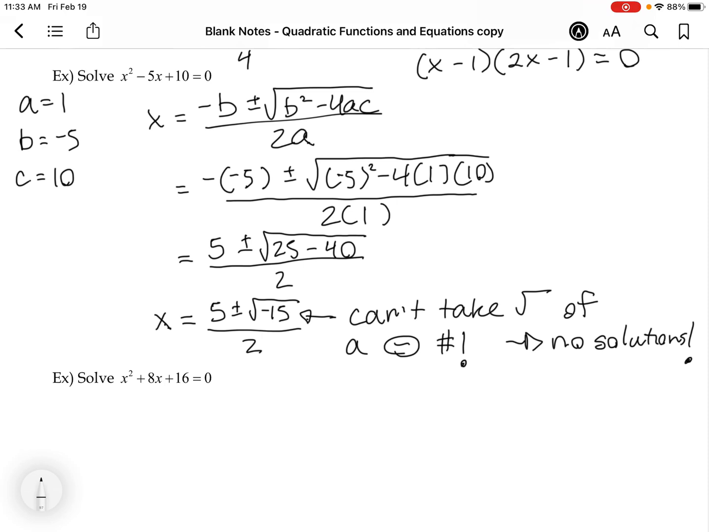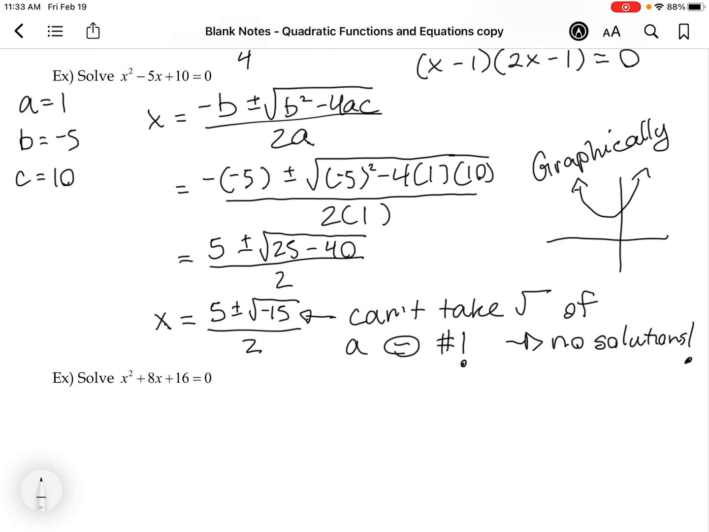Okay, so graphically, we saw what that looks like, right? Graphically, it's not going to have any x-intercepts, so it's probably going to look something like that. Okay, it's not going to have any x-intercepts.